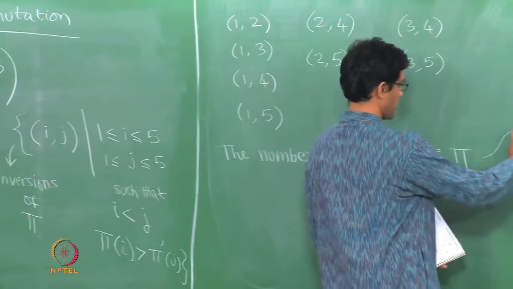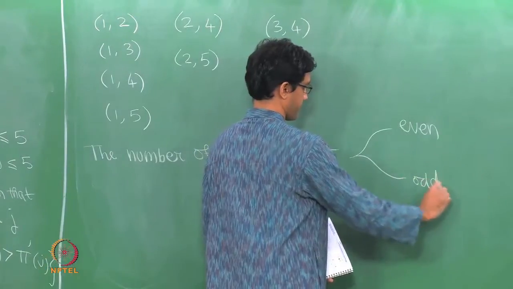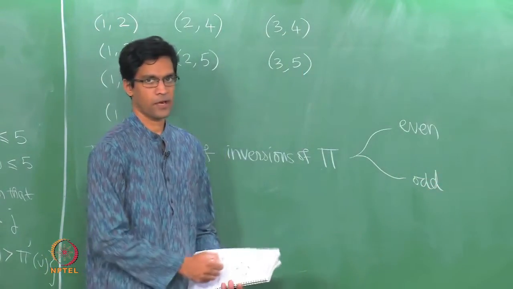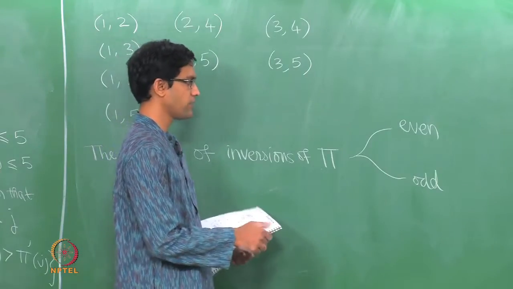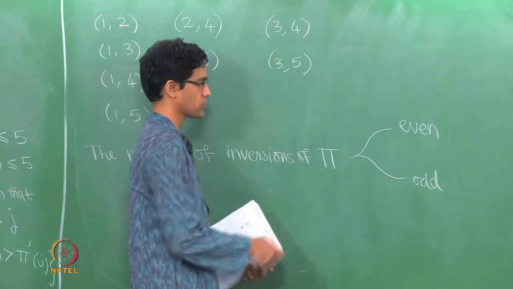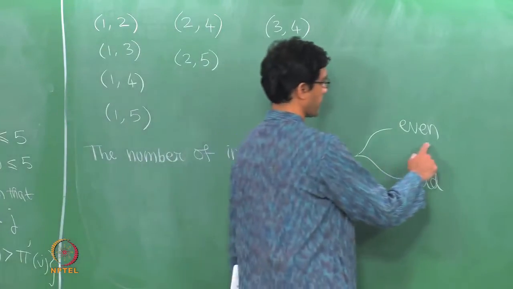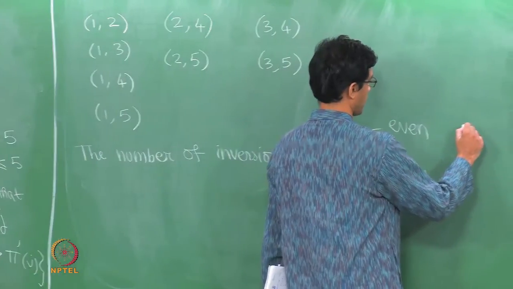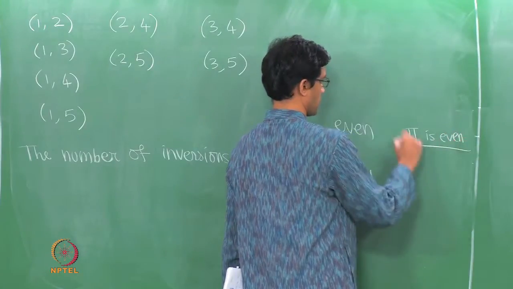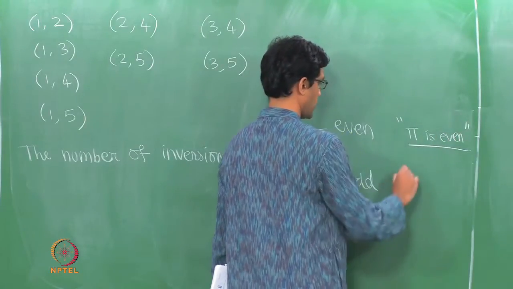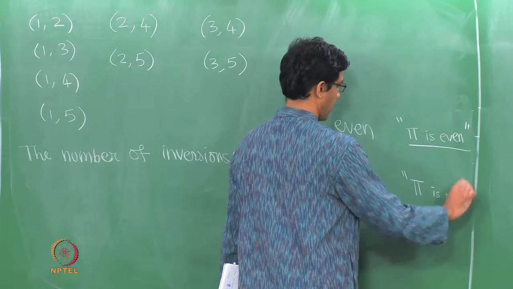Well, there are only two possibilities. It can be an even number or it can be an odd number. And if the number of inversions is even, then we say that pi is an even permutation, and if the number of inversions is odd, we say that pi is an odd permutation. So that is the terminology.